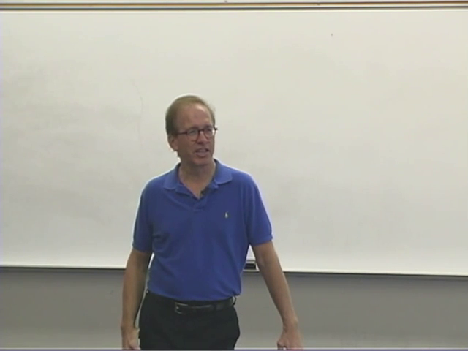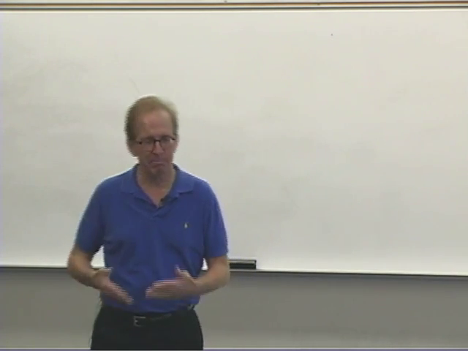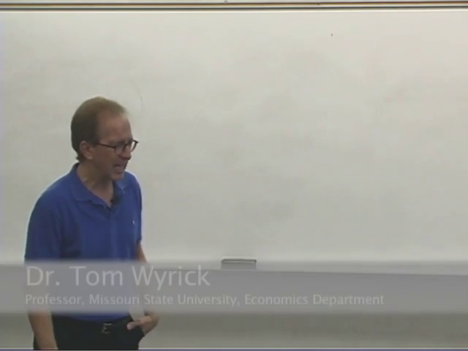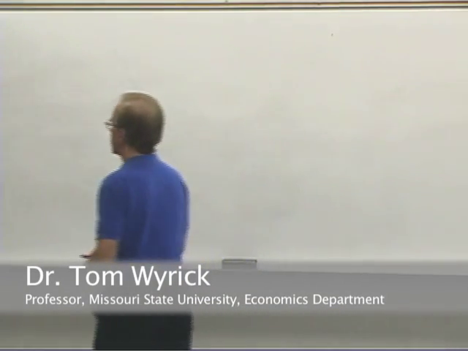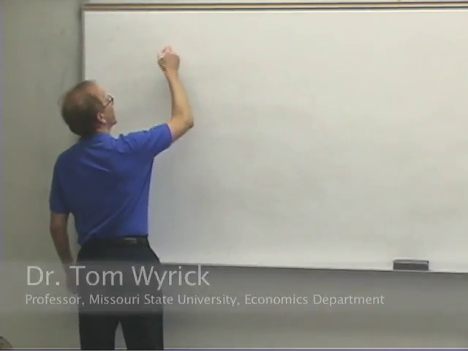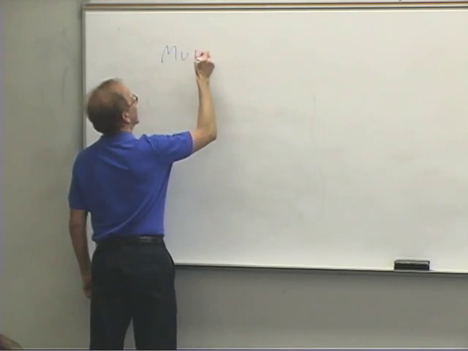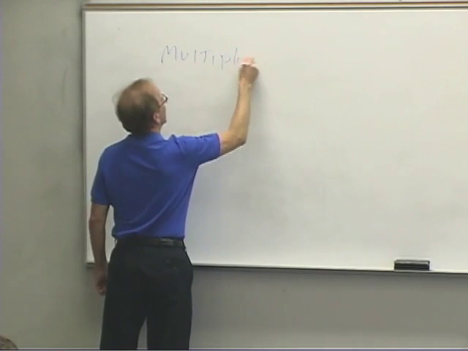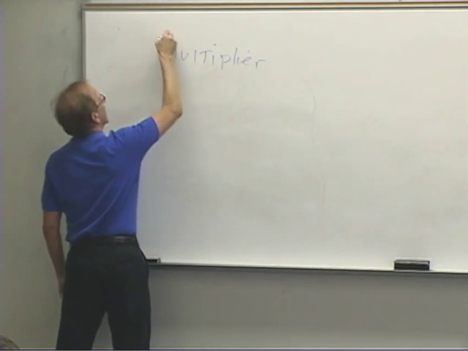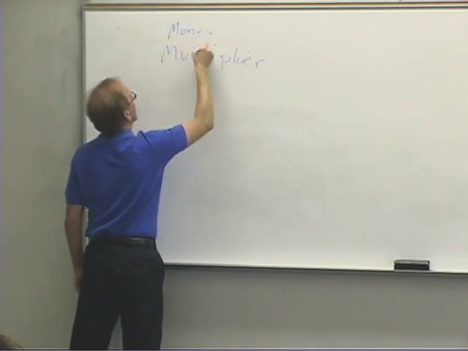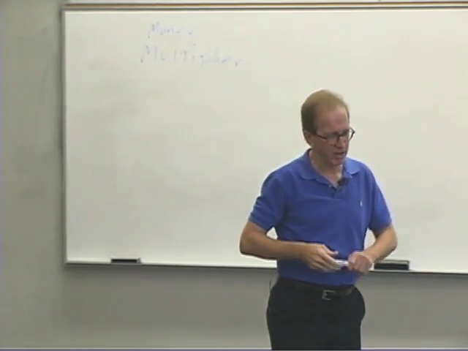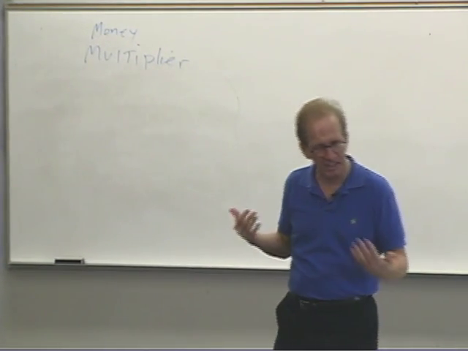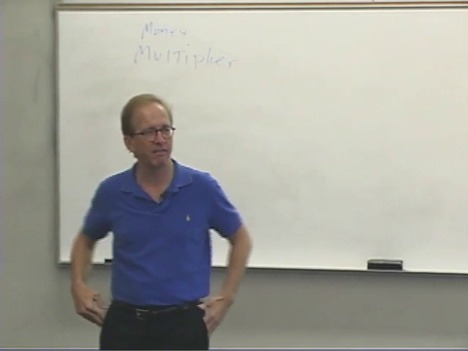Today what we want to do is continue our discussion of money, monetary policy, and so forth. What we're going to talk about is something called the money multiplier, which is kind of an interesting term. It comes down to some mathematical formulas, but it's not very complicated, not very difficult.